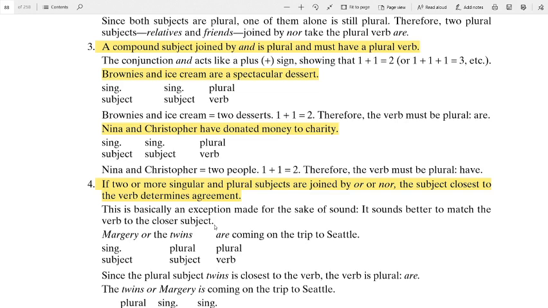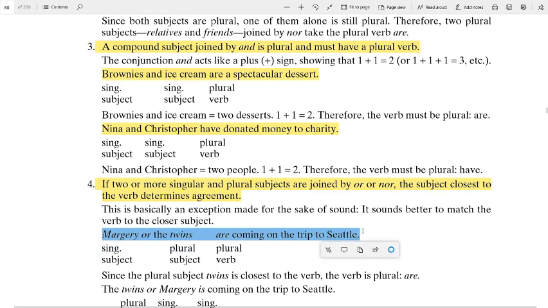the closest subject. For example, here: Marjorie or the twins are coming on the trip. Look, the interesting thing here is Marjorie, that is a name, or the twins, that is referring to a category, that is referring to a unit. Twins mean two brothers might be, or two sisters who are twins, who were born at the same time. So as you are taking the verb just after the twins, this is plural, so this verb should follow twins, not Marjorie.